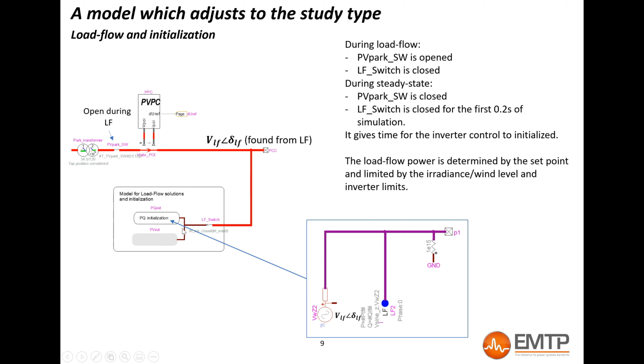The park will be modeled as a PQ constraint. The power generated will be determined, like I said, by the wind and the irradiance, and the reactive power will depend on the control mode. If the park is operating in Q mode, then the reactive power will be the Q setting. If it's operating in droop or in a PV mode, we will have other constraints that represent PV or droop modes.